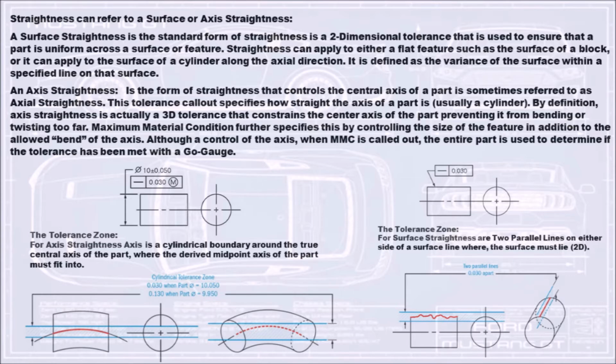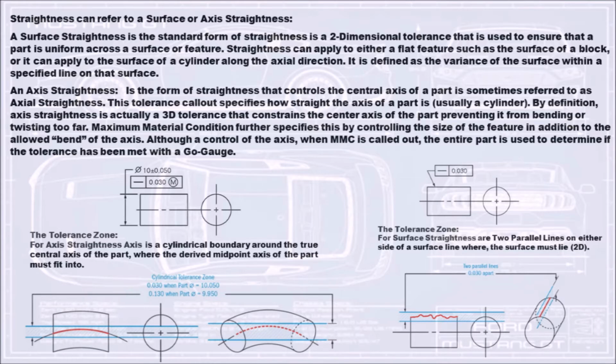This tolerance callout specifies how straight the axis of a part is, usually a cylinder. By definition, axis straightness is actually a 3D tolerance that constrains the center axis of the part, preventing it from bending or twisting too far. Maximum material condition further specifies this by controlling the size of the feature in addition to the allowed bend of the axis. Although a control of the axis, when MMC is called out, the entire part is used to determine if the tolerance has been met with a go gauge.